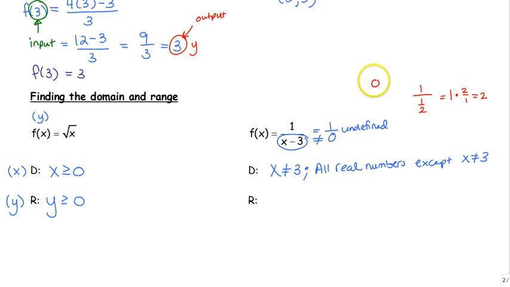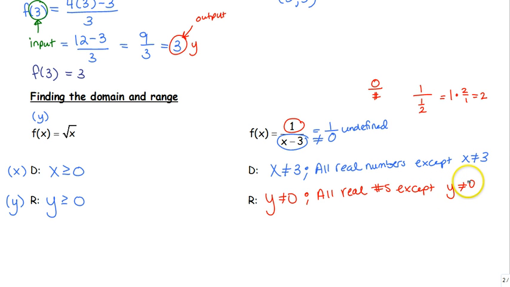Because 0 comes from when 0 is on the numerator and you have a number on the bottom. Our numerator has already been predetermined for us. So the one thing that cannot be is 0. So our range is all real numbers except y cannot equal 0.